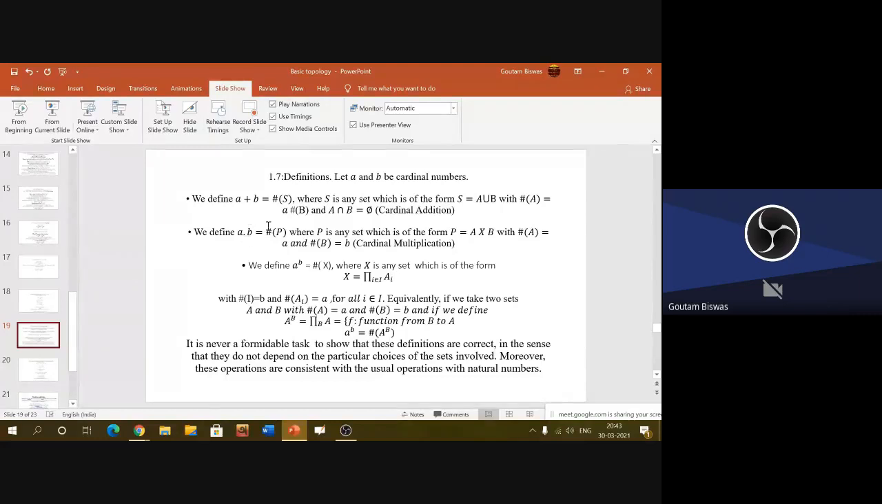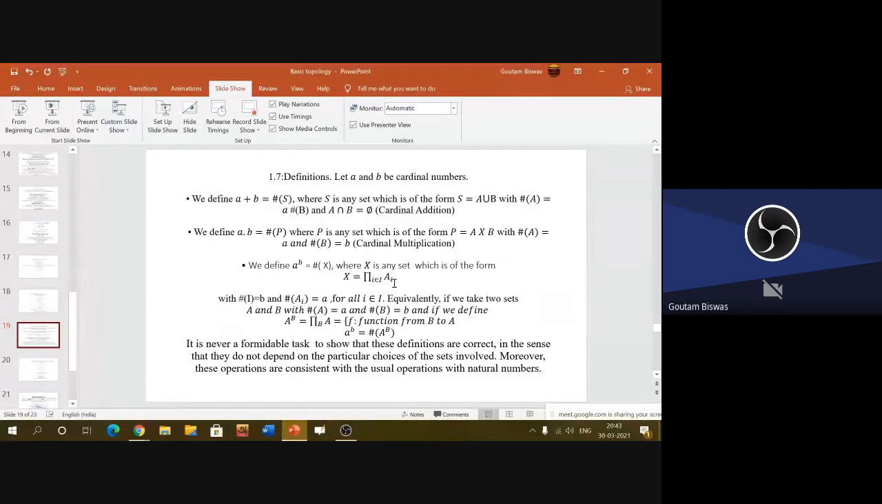Then you can say P is the cardinality of A cross B. And this is the exponential, A to the power B, the cardinality of X, where X is any set which is of this form. That means A1 into A2 into A3 into A4. With the help of this, you can do it. A to the power B.